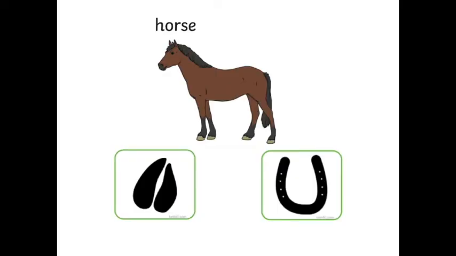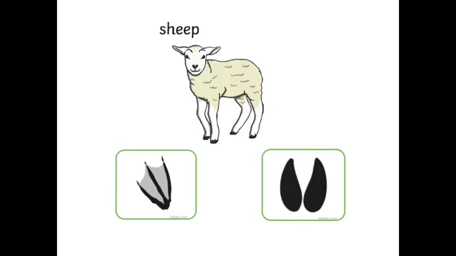Horse. Which is the horse's footprint? This one or this one? Look at his foot. What do you think? This is the horse's footprint. Which is the sheep's footprint? This one or this one? What do you think? This is the sheep's footprint.